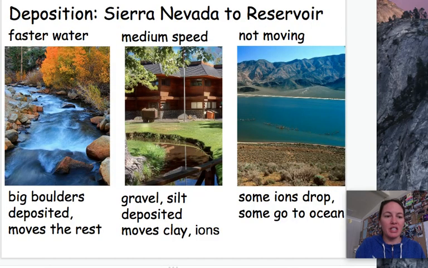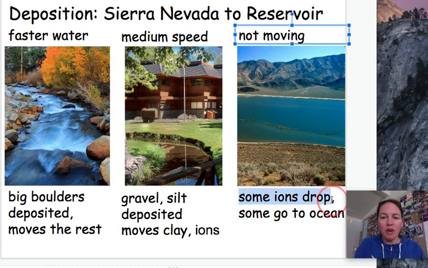So deposition, there's three parts. With the faster water, the big boulders are deposited, but it moves everything else. So maybe the river isn't going to move the hugest of these boulders, but it can move really big ones. Medium speed water, this is showing Bishop Creek going through town. This creek is moving fast enough to move gravel, silt, a little bit, but mostly it's going to drop those. And when you look in the water, you'll see that it's only really moving the clay and the ions. And then the last, once the water slows down and stops moving, like when it reaches the reservoir, some of the salt, the ions that are dissolved in there will drop. Some will be actually carried on to the ocean.